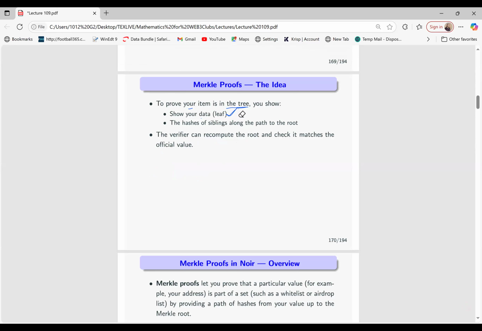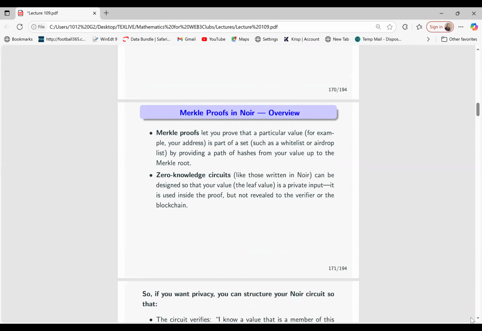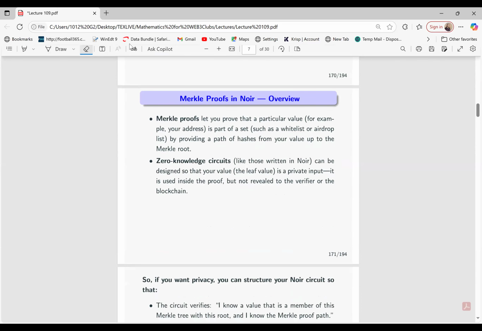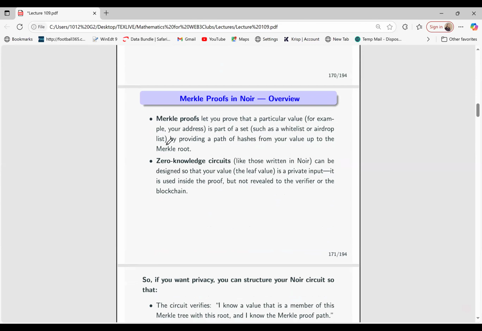Now, Merkle trees can be done in various languages, even in Rust, but our intention is to do Merkle proofs in Noir. That is our intention. Therefore, we'll be looking at how we do it in Noir.